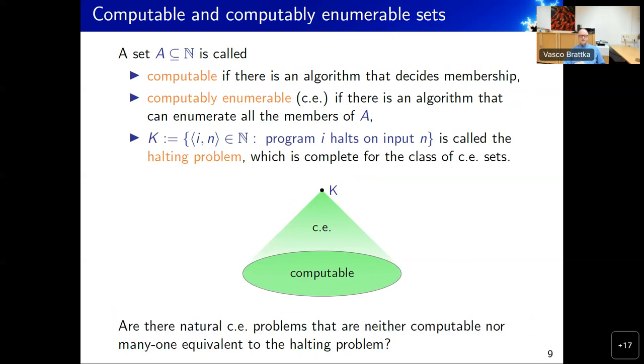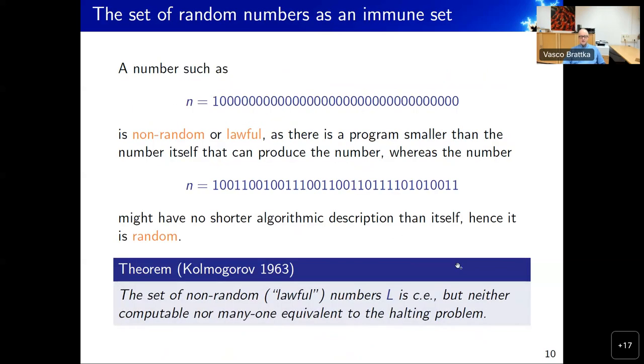However, this immediately raises the question whether there are problems in between here. So problems which are CE, not computable, and not many-one equivalent to the halting problem. So in other words, is the middle region of this triangle here inhabited at all? And that is also a classical problem that is long solved.